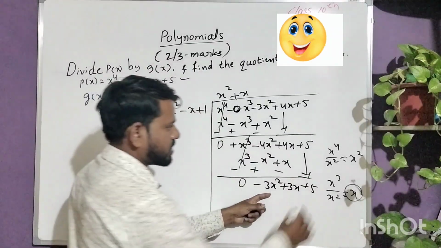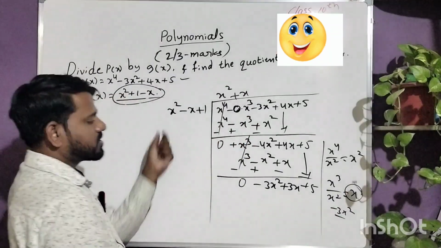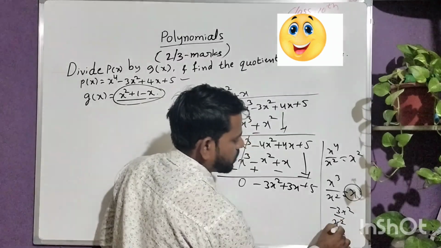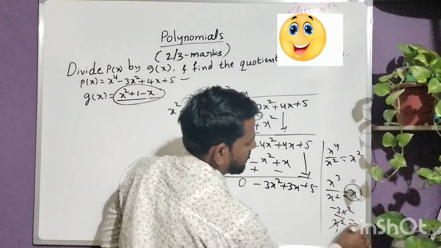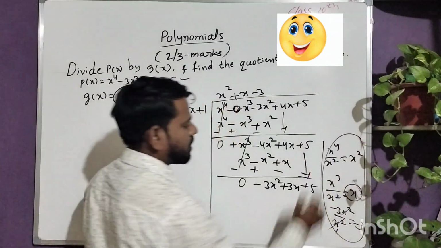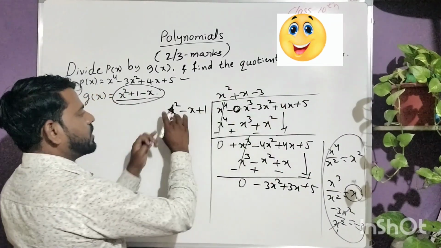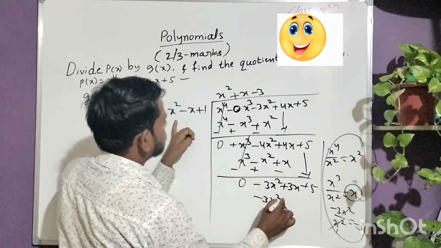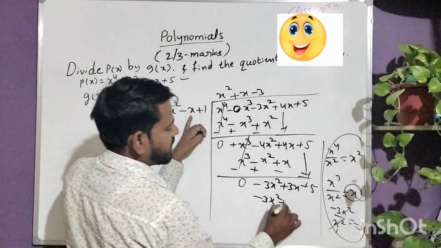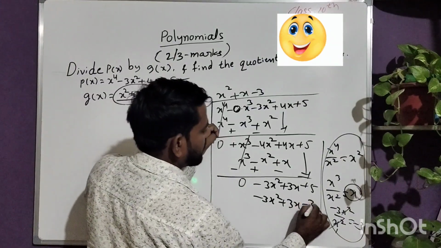Now the first term is minus 3x square, and the divisor's first term is x square. So x square cancels and minus 3 remains. Write minus 3 here. If you know it, it is not necessary to calculate; you can write it directly. Minus 3 into x square is minus 3x square, and minus 3 into minus x is plus 3x. Minus 3 times 1 is minus 3.